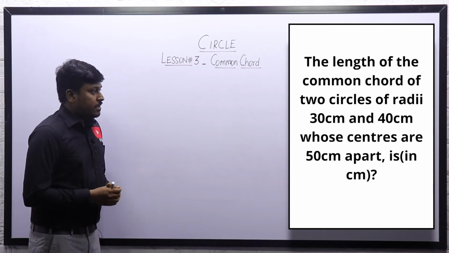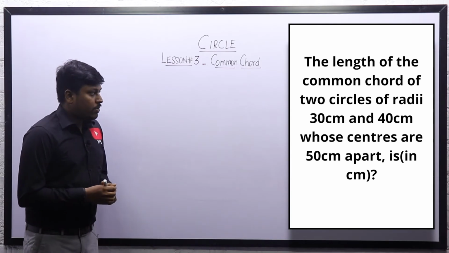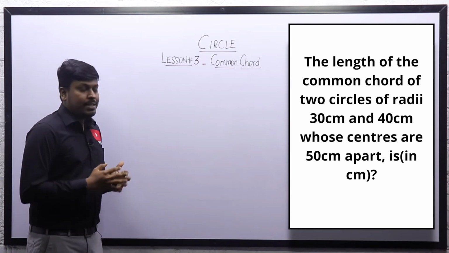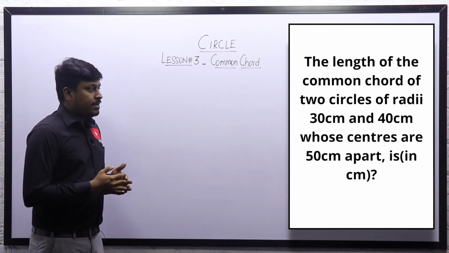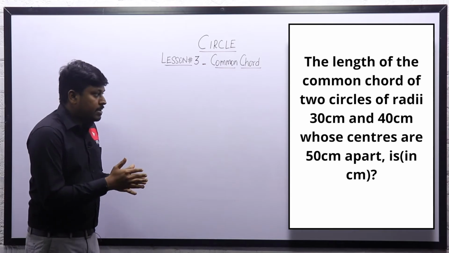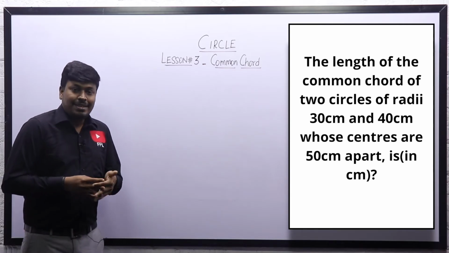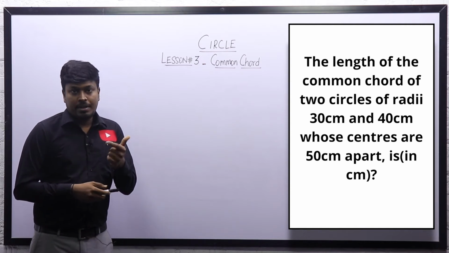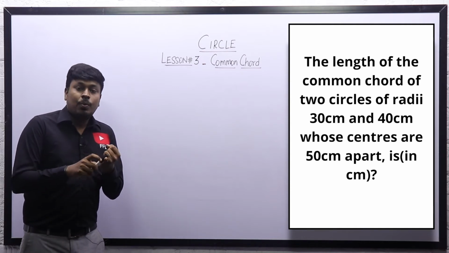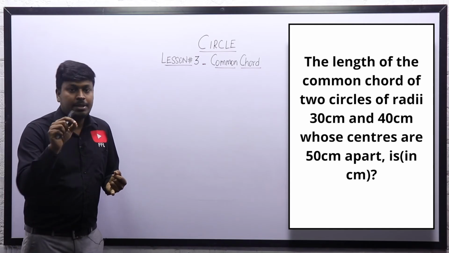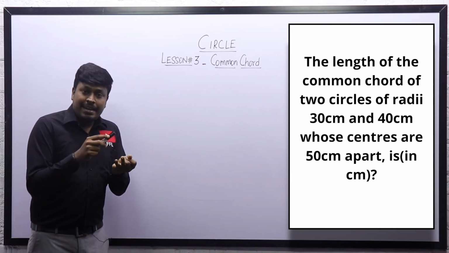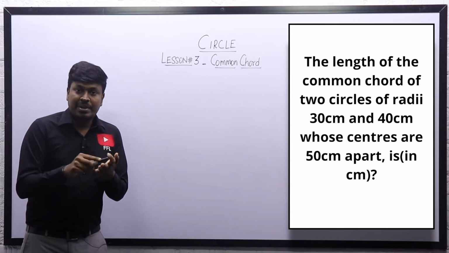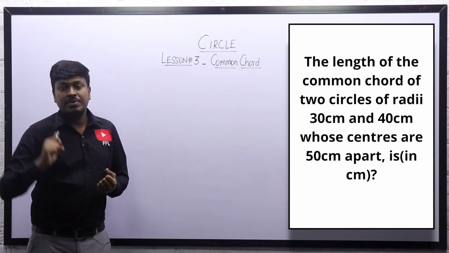Question number 3. The length of the common chord of two circles of radius 30 centimeter and 40 centimeter, whose centers are 50 centimeter apart, is what? Just see here, what is our target? Our target is to find the length of the common chord. In the first question, we found the distance between both the center points of the circles. In the second question, we found the radius of the circle. But in this question, our target is to find the length of the chord.